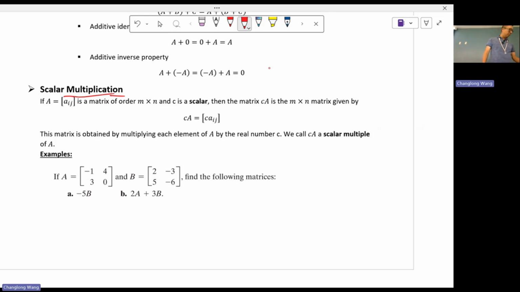So for those who learned trig last semester, do you know what vectors are? Just remember what that is, right? But what about scalars? What are scalars? Okay, let me give you an example of a scalar in real life. What does it mean, scalar?